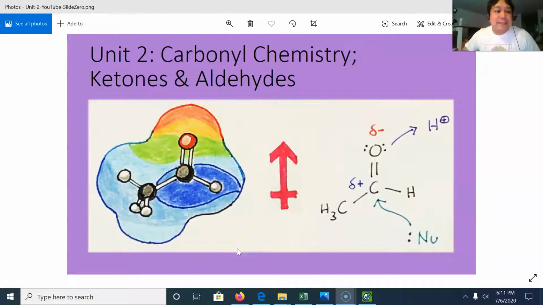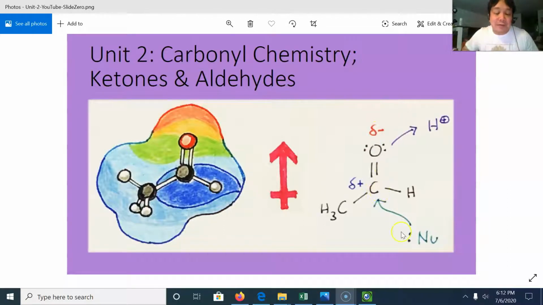Hi everyone, this is the first video for Unit 2, and we are moving on to carbonyl chemistry. Particularly the class of molecules we're going to look at are ketones and aldehydes. In this illustration, what I'm showing here is the polarity of the carbonyl bond. The carbon-oxygen bond is called the carbonyl bond. And I'm looking at the picture on the right, where oxygen is partial negative, which renders this carbon partial positive.